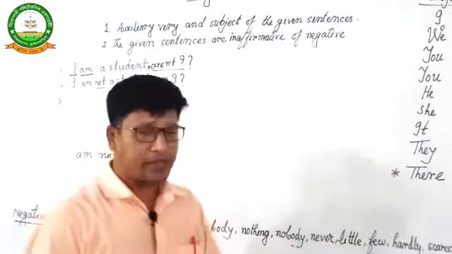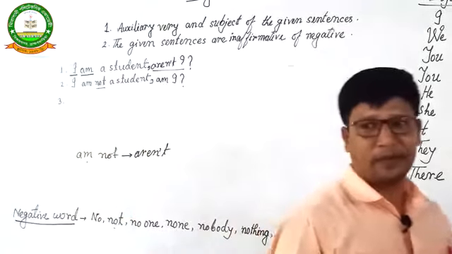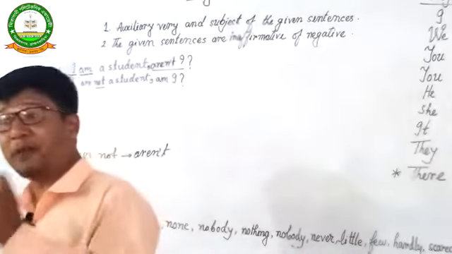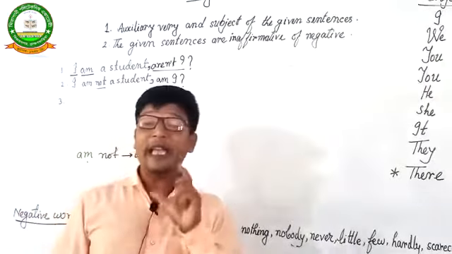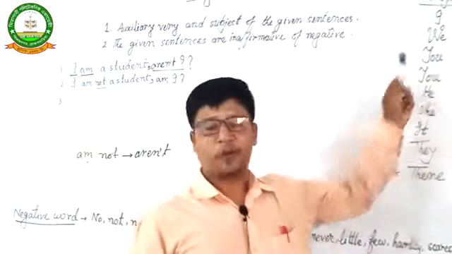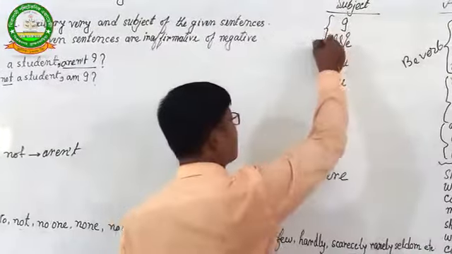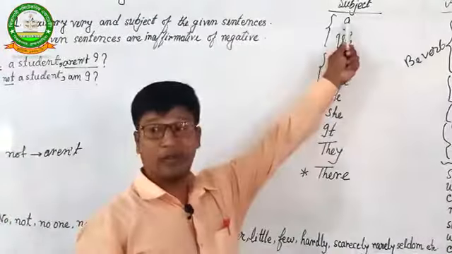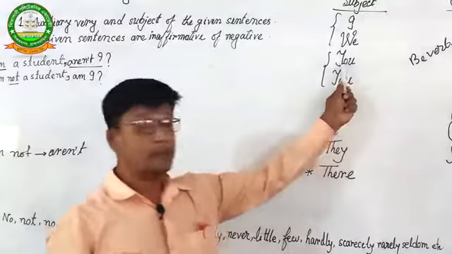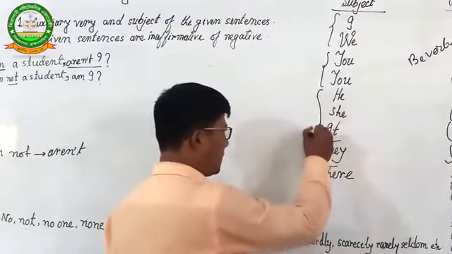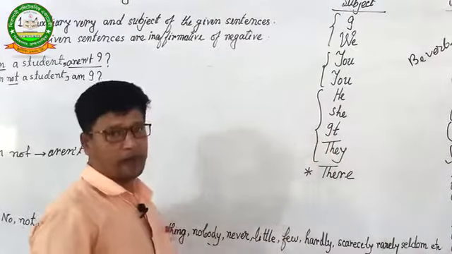How many subjects will we find in a sentence? We know, if you think of a family of subjects, we will find only 8 members of the subject family. Here, I and we we call first person, you and you second person. First person means singular form I and plural we. Second person, singular form you and plural form you. And third person: he, she, it, they.